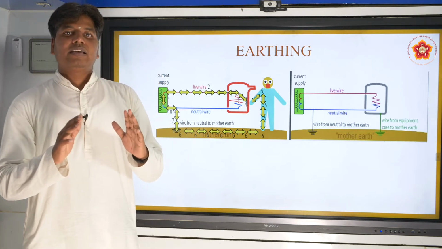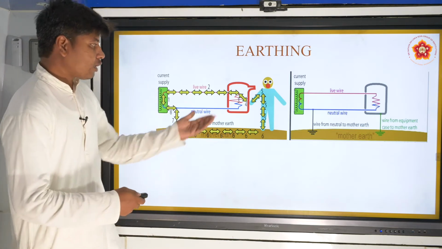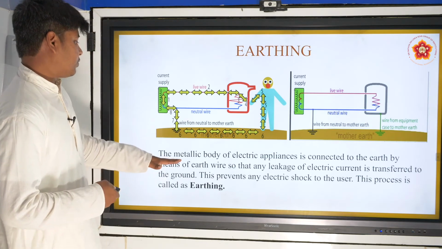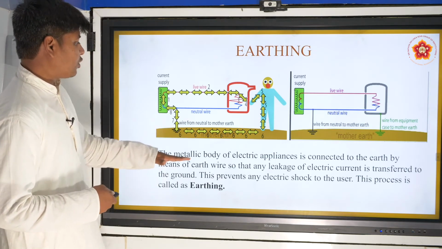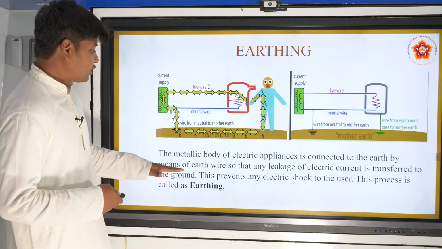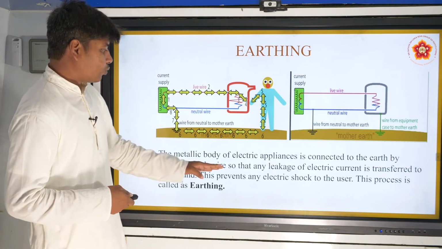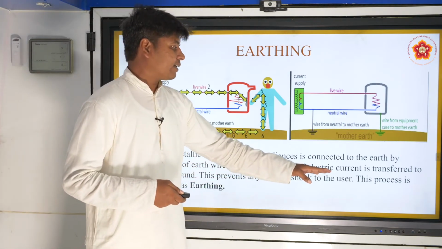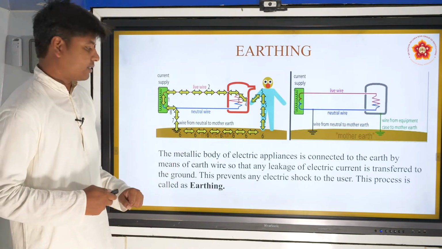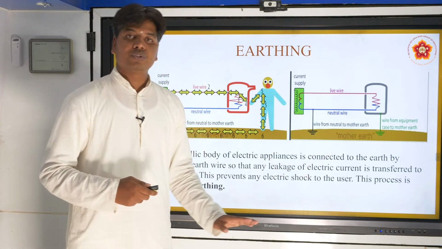So in that way, it helps prevent electrical shock. So this is how the earthing works. The metallic body of the electrical appliance is connected to the earth by means of the earth wire. This is the earth wire. By means of the earth wire, any leakage of electric current is transferred to the ground, and that is what we discussed. This prevents any electrical shock to the user.